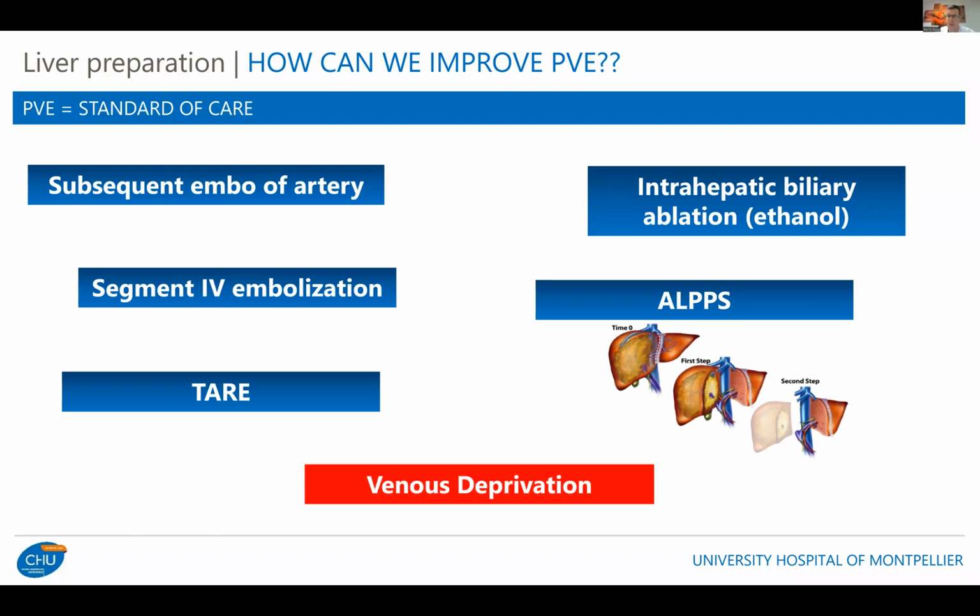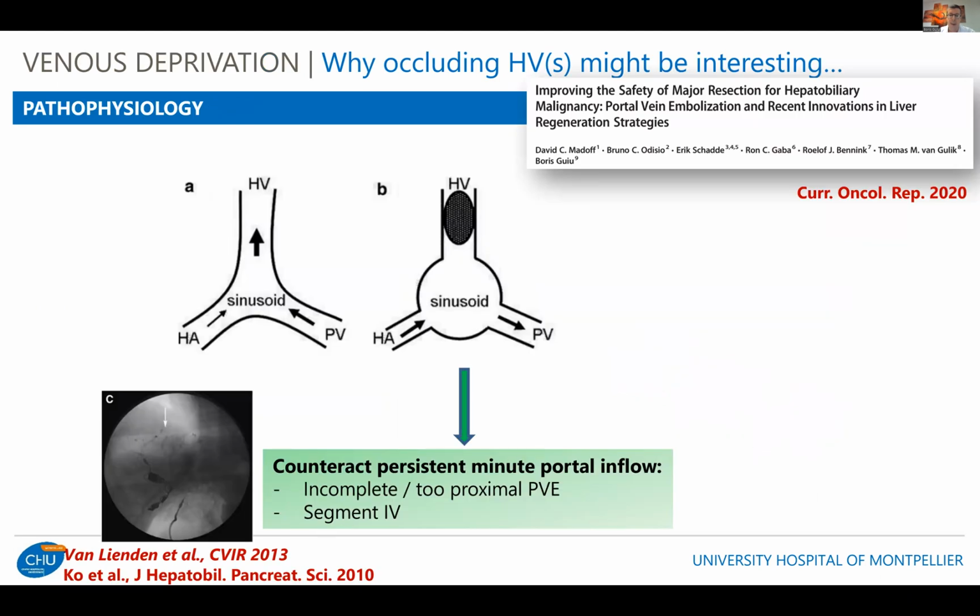And that's the reason why many techniques have been proposed to improve or to replace portal vein embolization. And one of them is venous deprivation. What does it mean? By definition, venous deprivation means that you will embolize at least one major hepatic vein in addition to portal vessels. And what is the rationale behind?